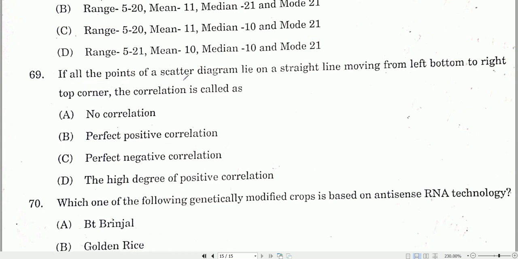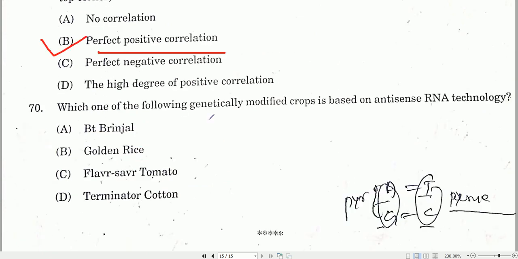Coming to question number 69. If all the points of a scatter diagram lie on a straight line moving from left bottom to right top corner, the correlation is called as perfect positive correlation. So option B will be the correct one. Coming to question number 70. Which one of the following genetically modified crops is based on antisense RNA technology? There is a tomato, the Flavr Savr tomato, that is based on the antisense RNA technology, and that's a kind of genetically modified crop, GM crop. So option C will be the correct one.